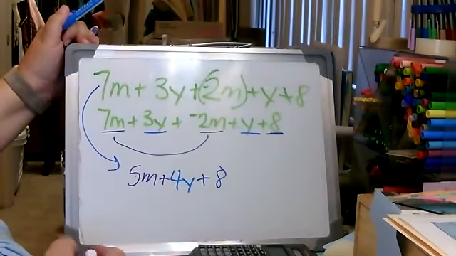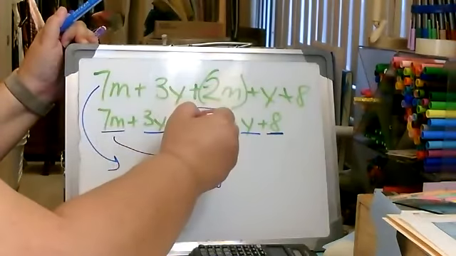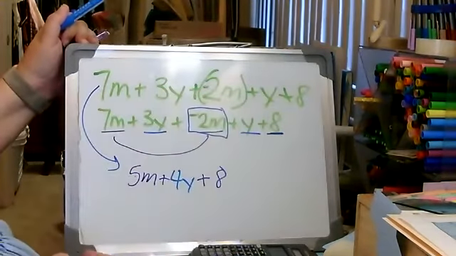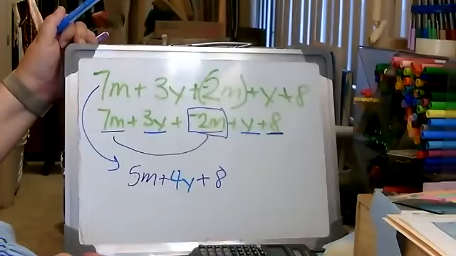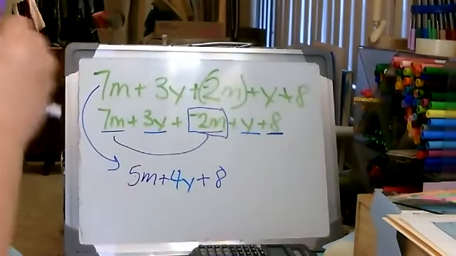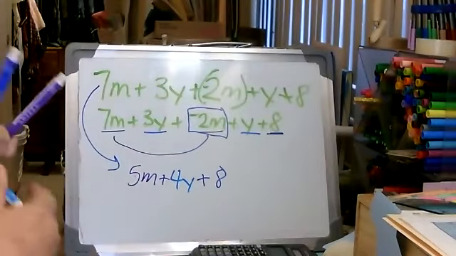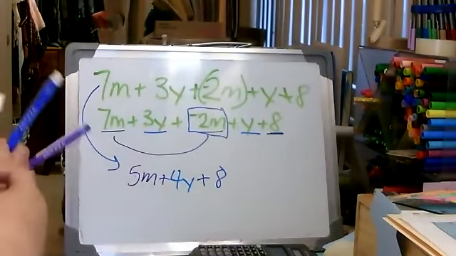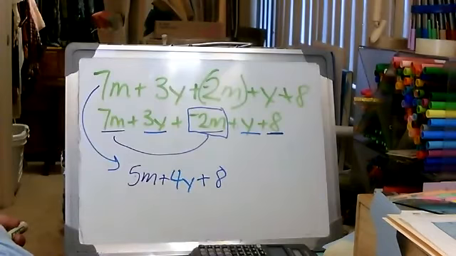Okay? I need you guys to remember this, that we are not going to be subtracting like terms. We're going to be adding negative terms. It's a matter of semantics when you come down to it, but it makes it a lot less confusing in the end.